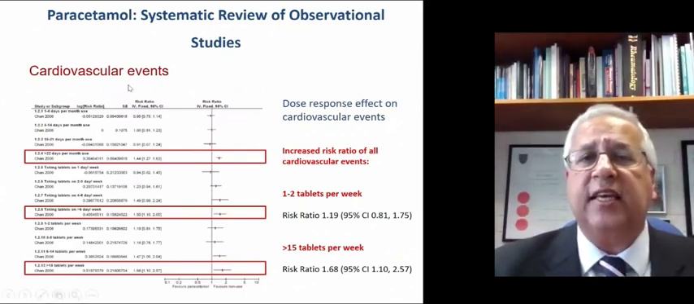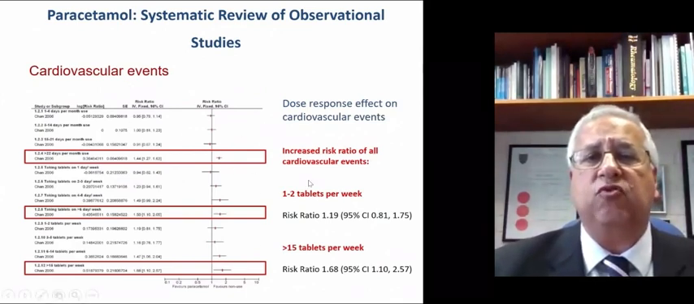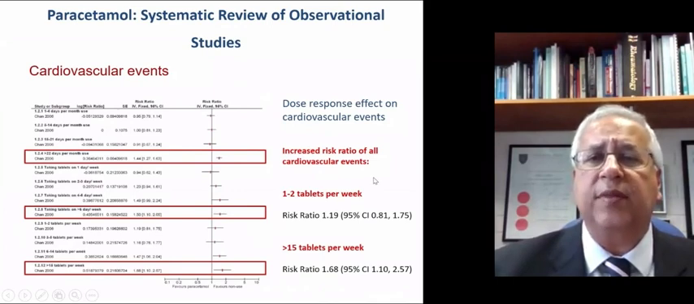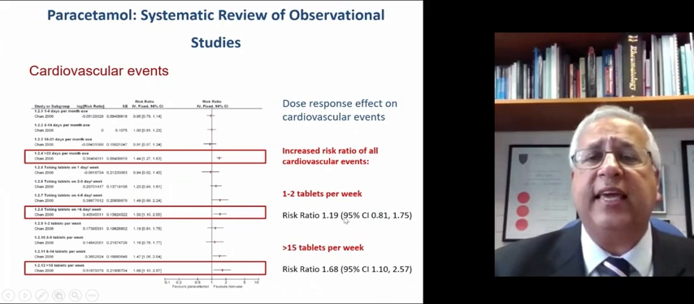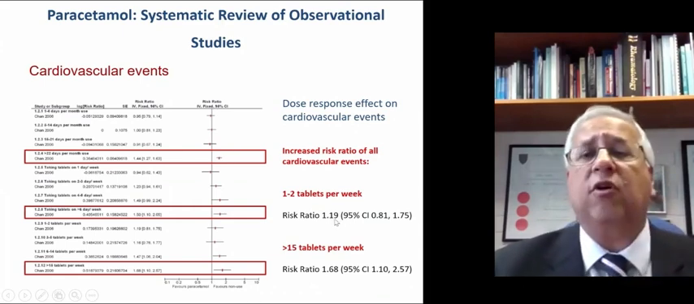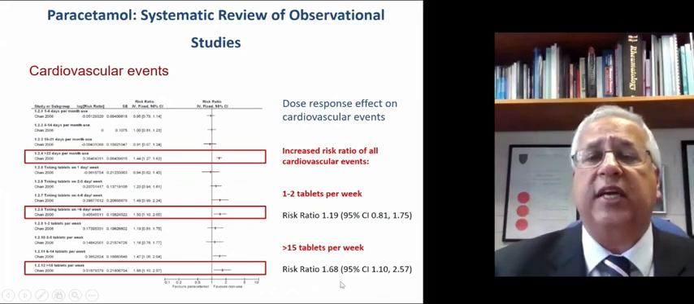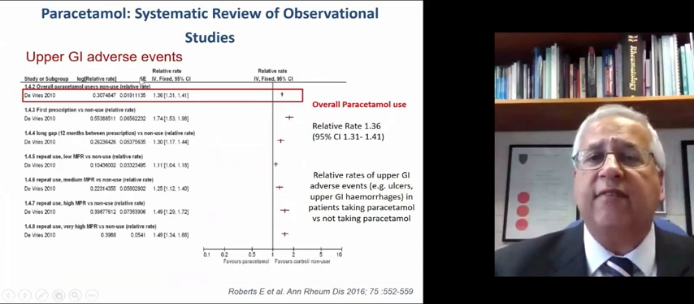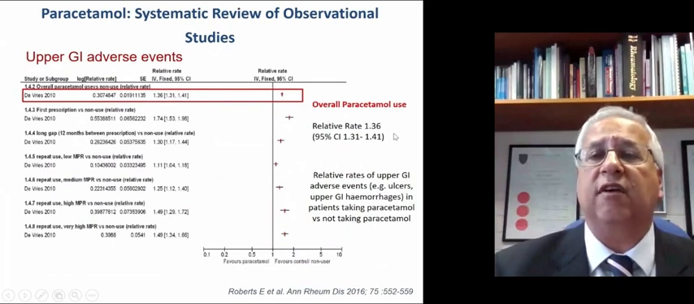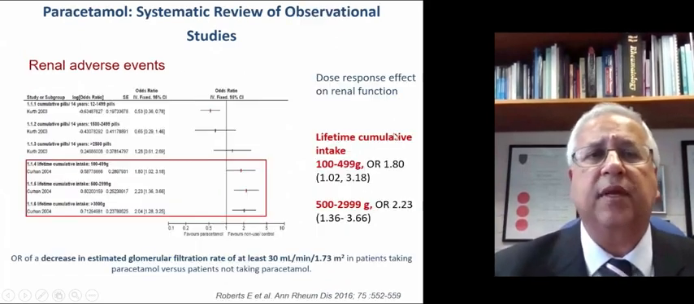For cardiovascular events, there was an increased risk for all events, even from as low as 1 to 2 tablets weekly with a risk ratio of 1.19. And when you got to more than 15 tablets weekly, it went up to 1.68. When you looked at upper GI adverse events, there was a significant excess with a relative rate of 1.36.